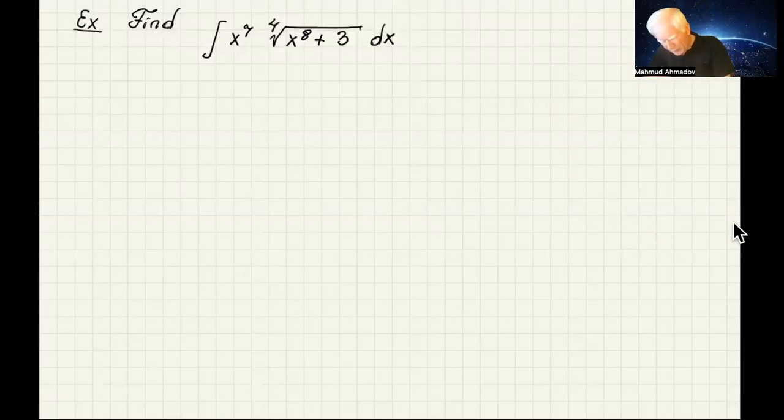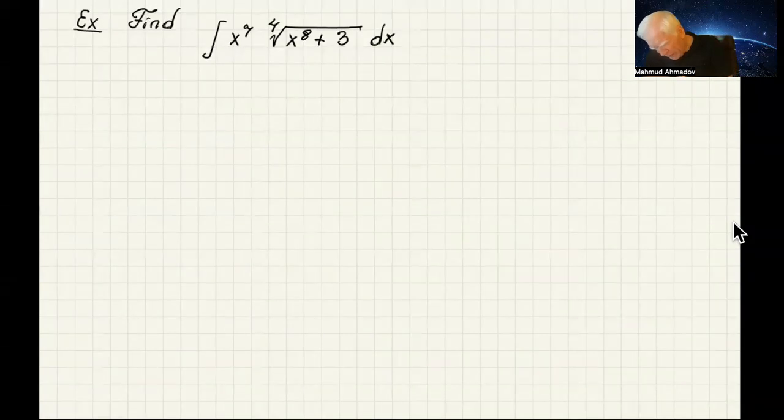In this example, the goal is finding the integral of x to the 7th power, the fourth root of x to the 8th plus 3 dx. And in order to solve this integral, we will use u substitution and then the power rule. Okay, so how does this work?